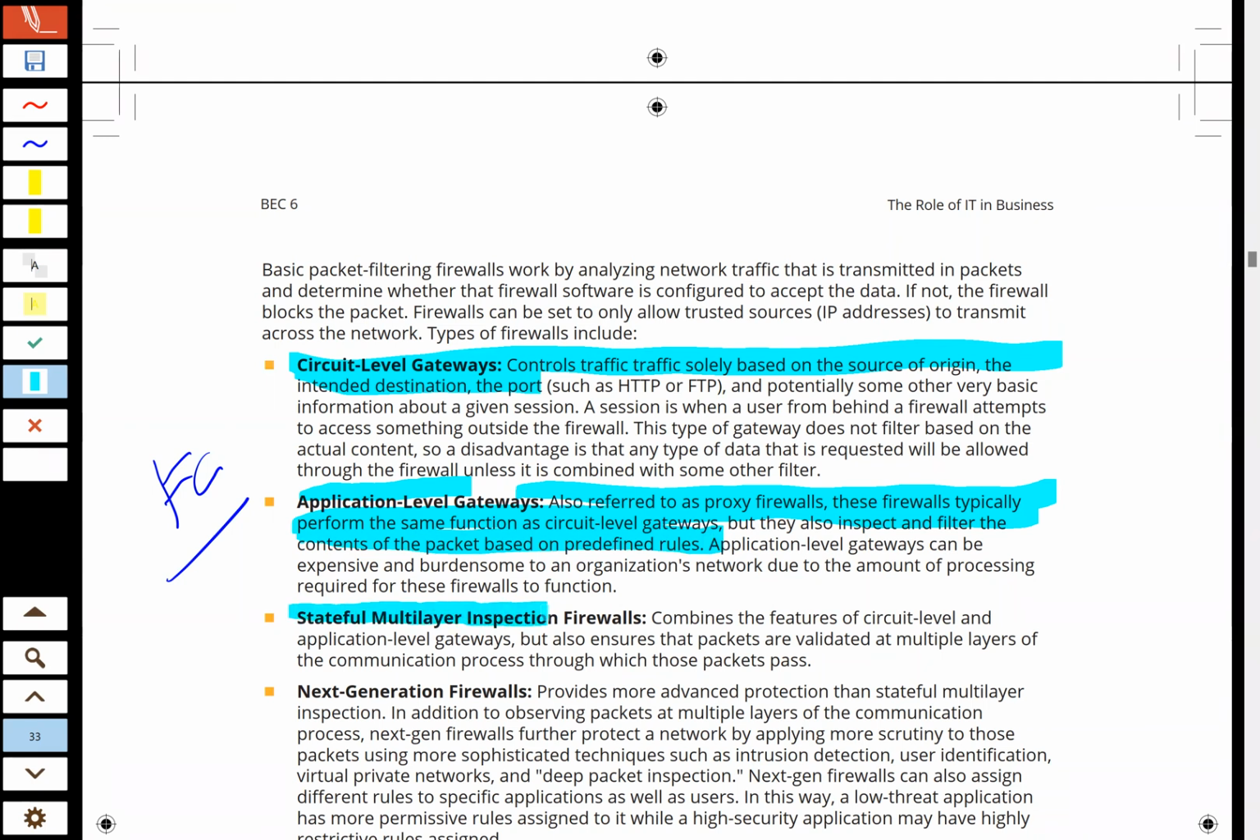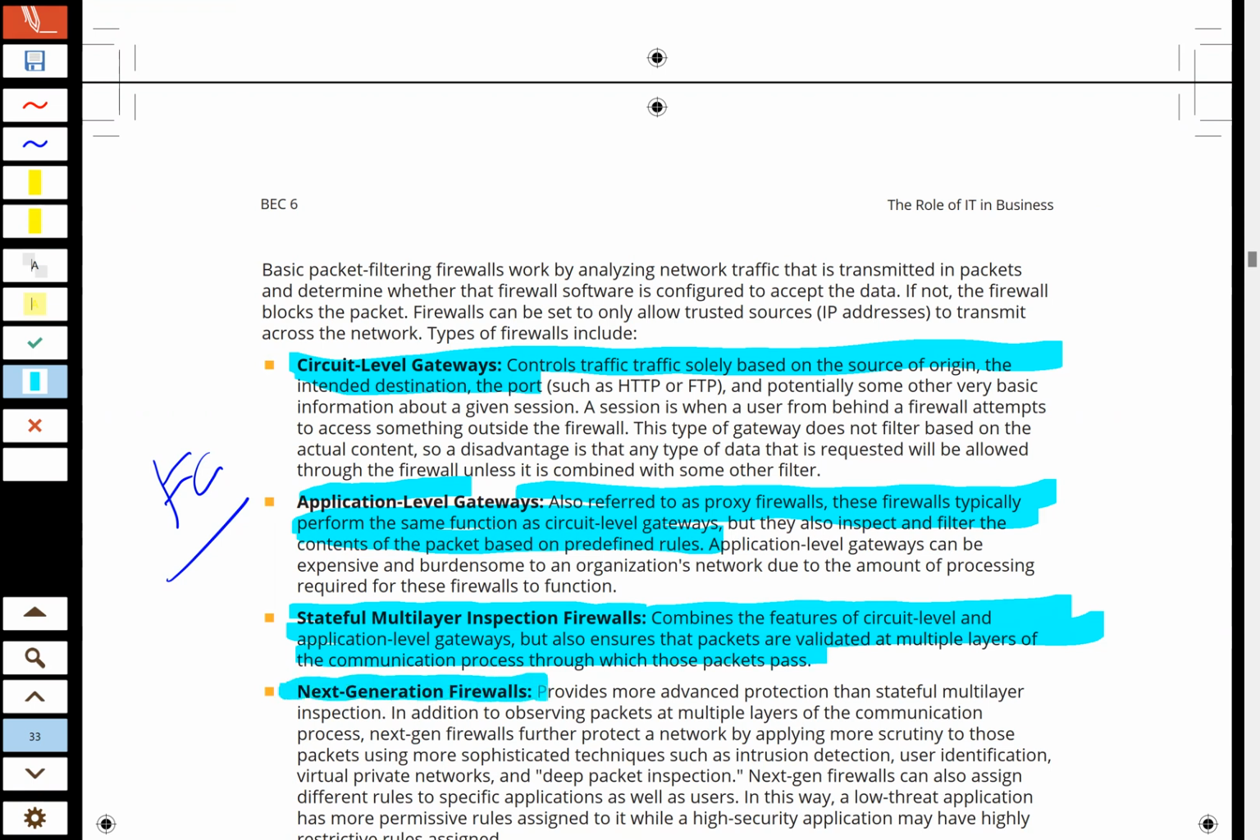Stateful multi-layer inspection firewall. I think you see why I'm asking you to flashcard these. I mean, this is not something that I talk about a lot. It combines the features of circuit-level and application-level gateways, but also ensures that packets are validated at multiple layers.